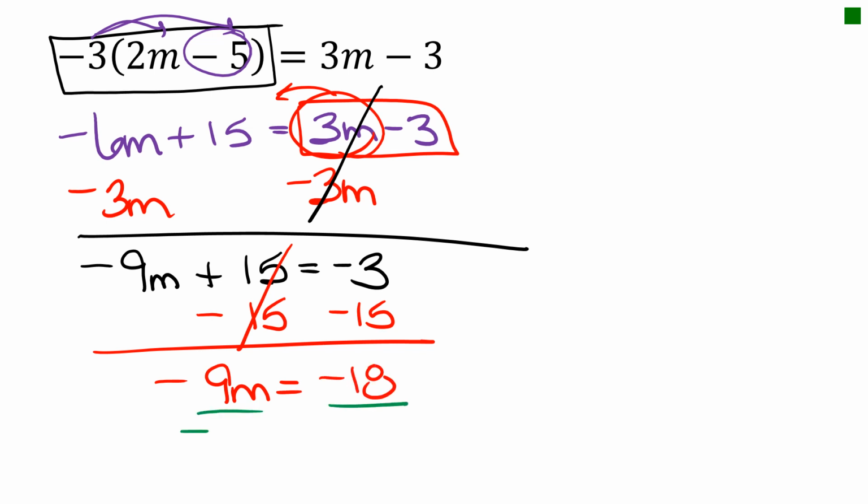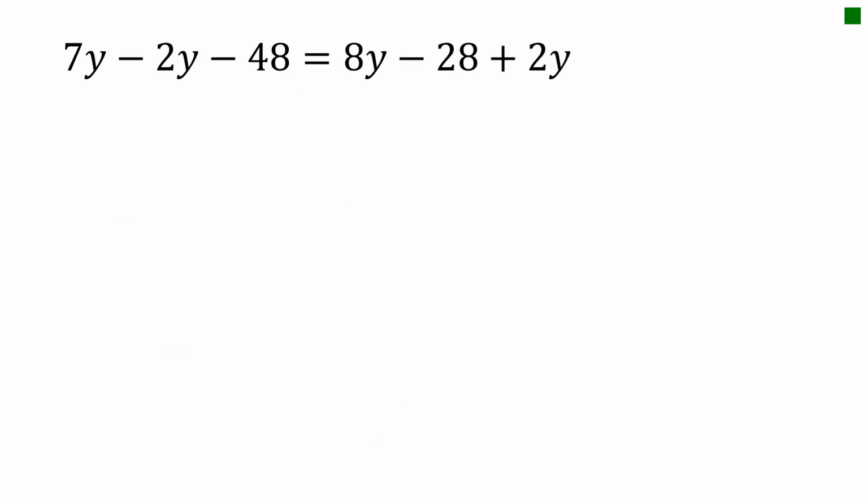I've got my multiplication, so I'm going to divide by negative 9. Remember, check to make sure you brought the negative along. So m is equal to 2. All right, we're getting pretty messy here.